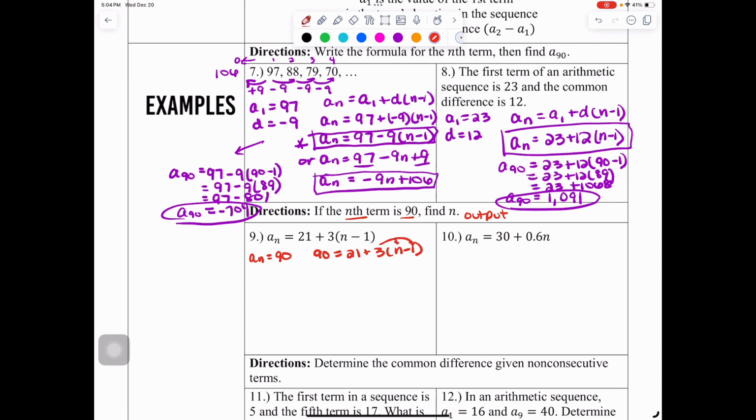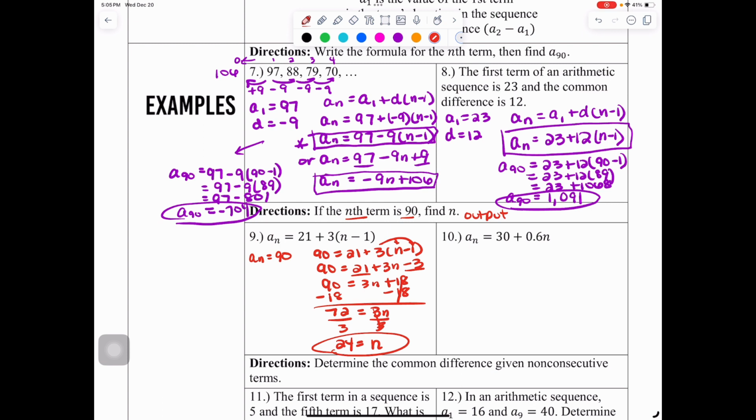We distribute 3 through, get 90 equals 21 plus 3n minus 3. Combine my 21 and negative 3 to get 90 equals 3n plus 18. I'll subtract the 18 from both sides to see that we have 72 equals 3n. And then I'll divide by 3 in order to get n alone. So that tells me n is equal to 24. So that means if these numbers were all listed out, 90 would be the 24th number in the list.